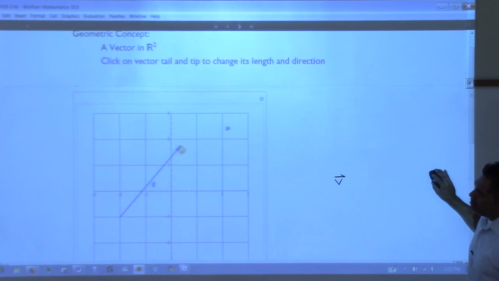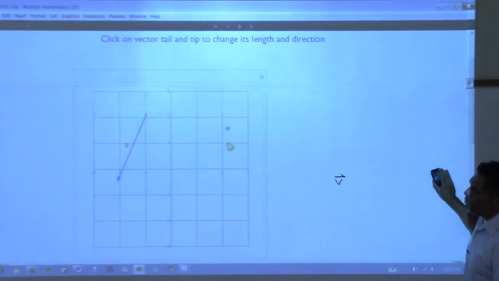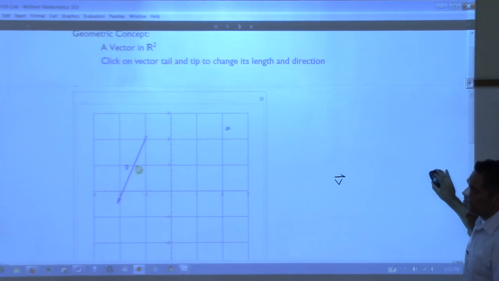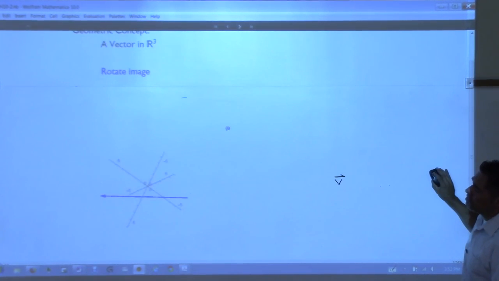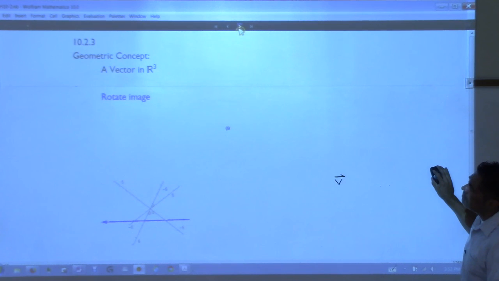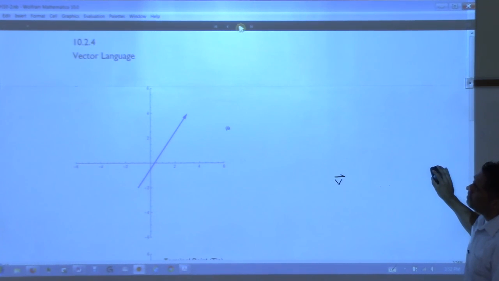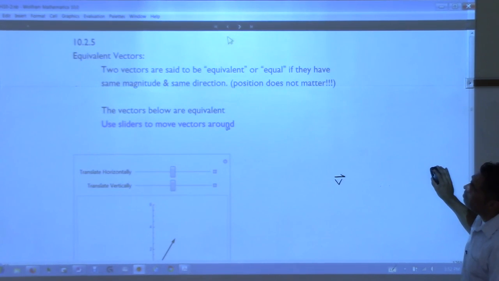I can change the direction, I can change the length of a vector, right? So it can be pointed in two-dimensional space, pointed pretty much anywhere. The important thing about the vector is that its position doesn't matter. So we're going to talk about that. Here's a vector in three-dimensional space. So any object having a length and a direction. So some of the language we have here.